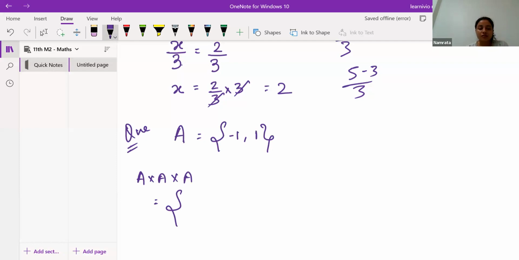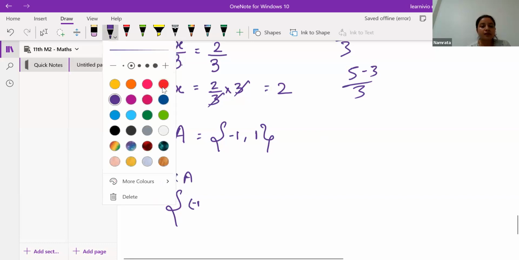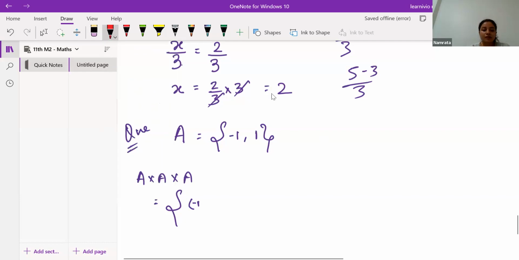Minus 1, then 1, then alone minus 1. Can we write like that? No, we have to write ordered pairs only, or if three sets are multiplied, then that means an ordered triplet will be there. Three terms will be there sitting together.